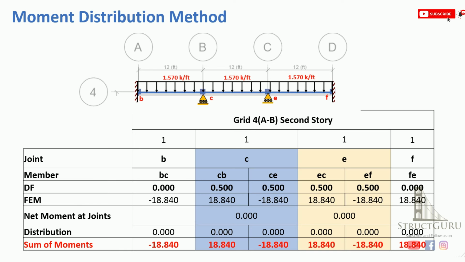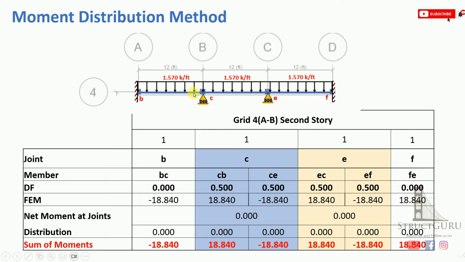Once you are done with calculating the distribution factor, now you need to form a table like this, in which you need to write the joints. So how many joints are there? If you count, there are 4 joints, and the names of those joints are B, C, E, and F. So just write down the joints. After that, you need to write the members. So at joint B, there is only one member connected to this joint. So just write the name of that member, which is BC.